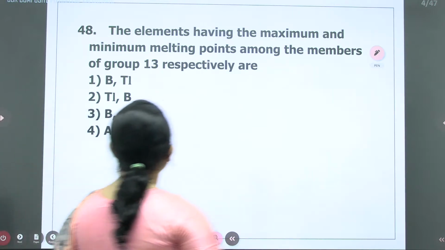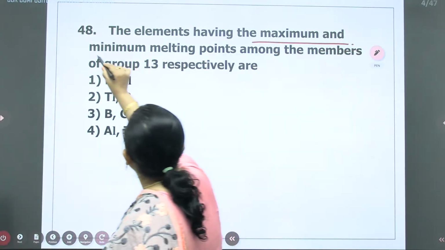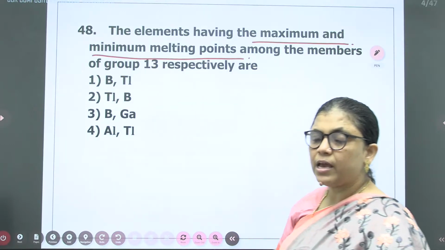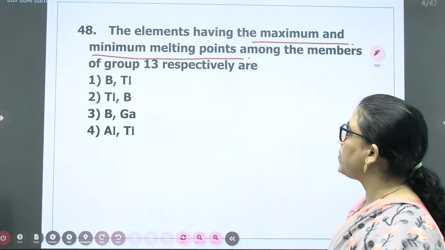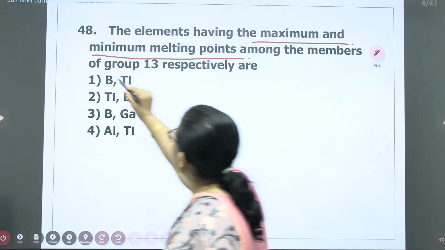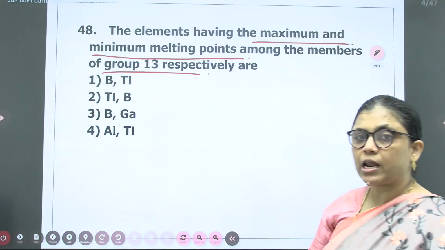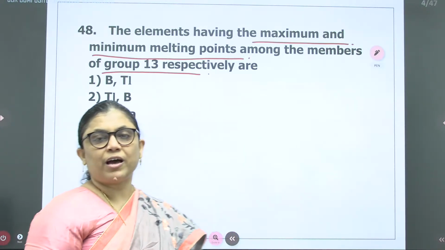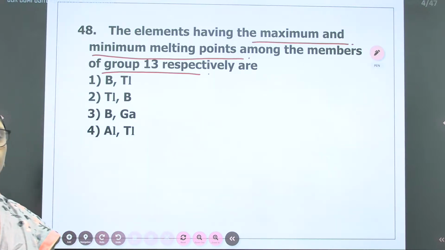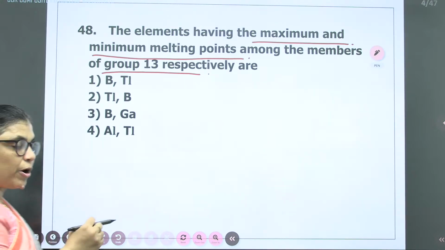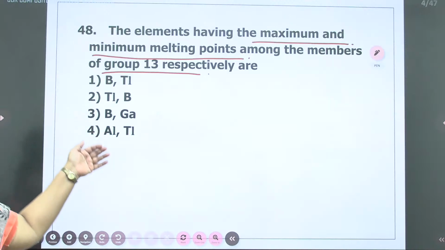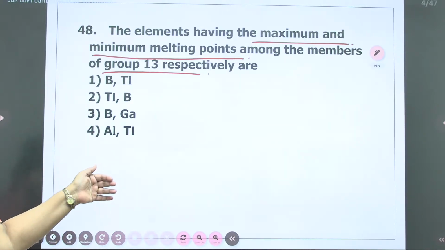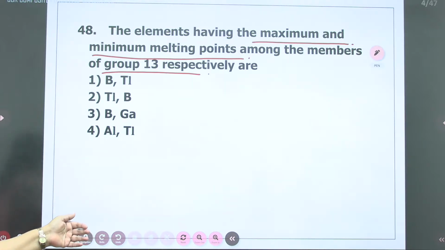Question number 48. The elements which have maximum and minimum melting point, of what? Group 13 family. They are asking which has the high and which has the low. We know very well that as we move down, atomic size increases. As we move down, metallic character also increases, but everywhere there will be some exceptional cases. Therefore, the melting point of group 13 elements decreases down the group.